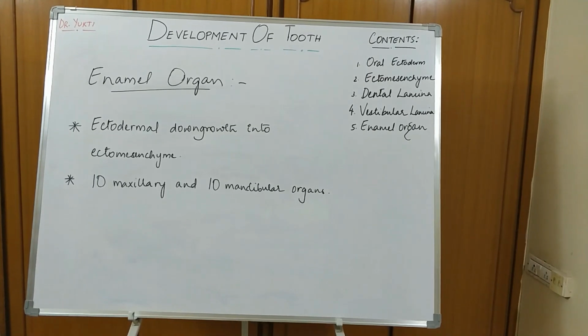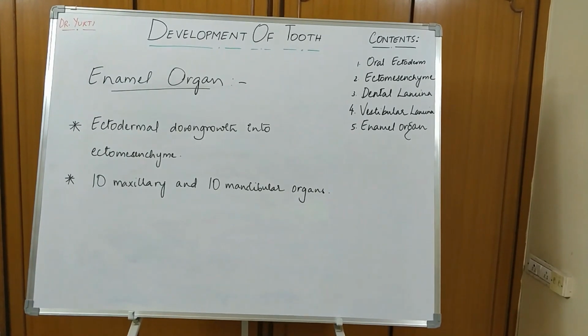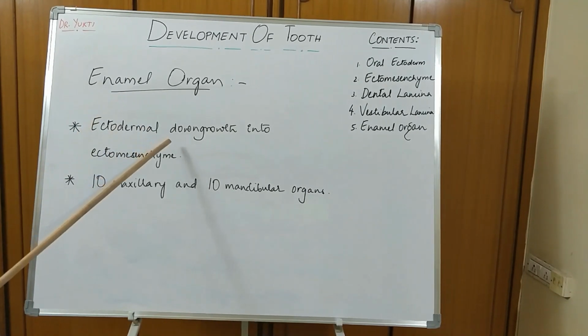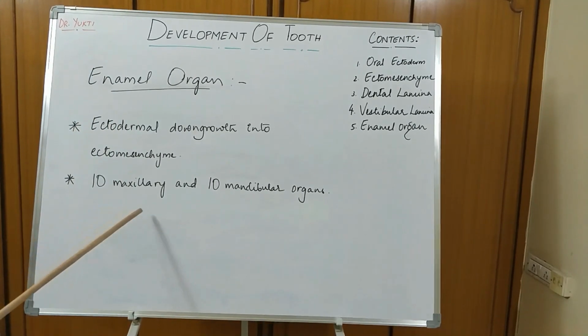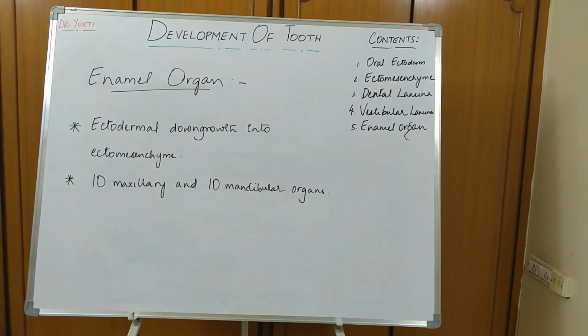The shape of the enamel organ is not the same. It keeps on changing depending on which the various stages of tooth development are classified. That comes under our next video. So till here, just remember that enamel organ is nothing but a little knob-like structure which is formed into the ectomesenchyme from the ectoderm, and there are 10 maxillary and 10 mandibular enamel organs.